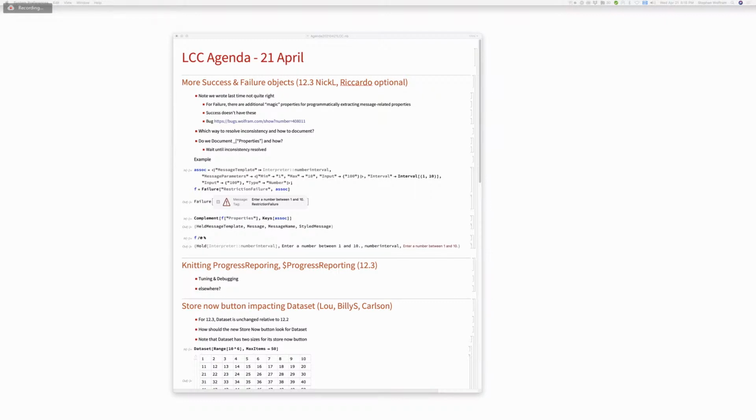Hi, for people who are joining this live stream, we are doing a review of some Wolfram language functionality. I'm surprised there's still 12.3 stuff being discussed, but I guess 12.3 is on its way out the door. And there'll be some future stuff here. Okay, success and failure objects.